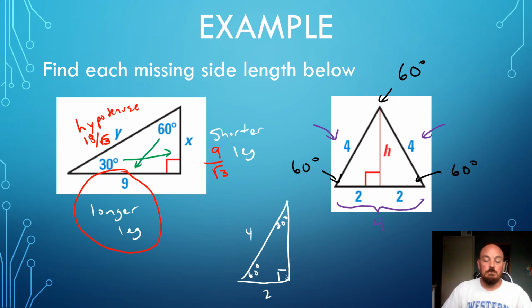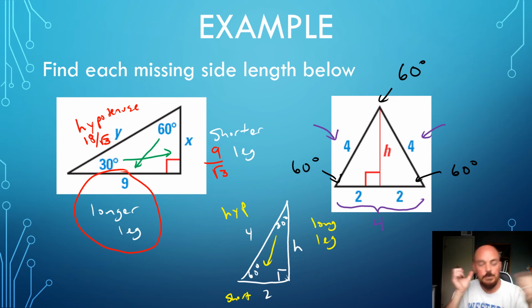Now it says find each missing length. We're trying to find h right here. Now, in my picture, the 4 is the hypotenuse. Opposite from the 30, this is the shorter leg. That means what I'm trying to find is the longer leg. Now, the two that are already given, the hypotenuse and the shorter leg, make sense because the hypotenuse is supposed to be 2 times the shorter leg, and it is. 2 times 2 is 4.